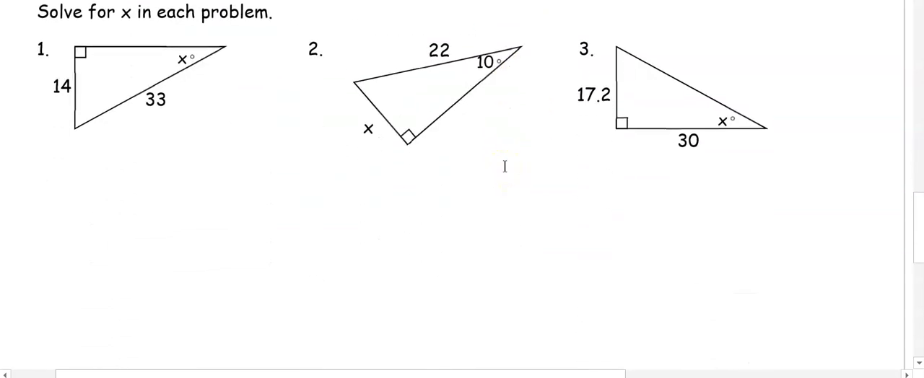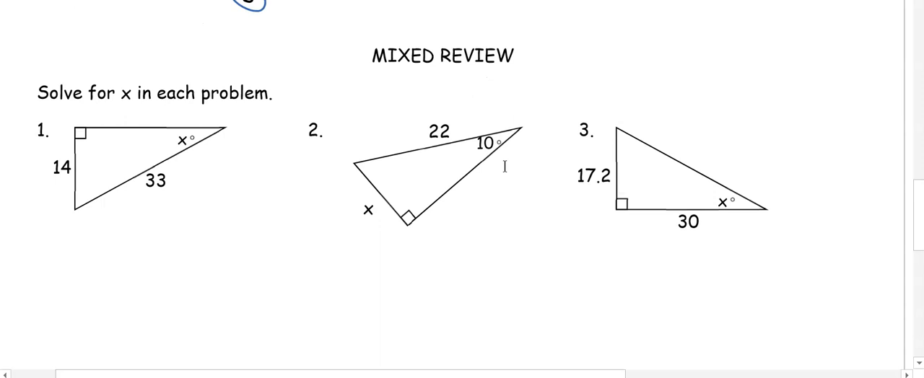In the last problems, we are going to solve for x, but it's a mixed review, so it's going to deal with the day 9 and day 10 notes. So sometimes we're going to find an angle, and sometimes we are going to find a side. Remember that angles round to the nearest whole number, and sides round to the nearest tenth.